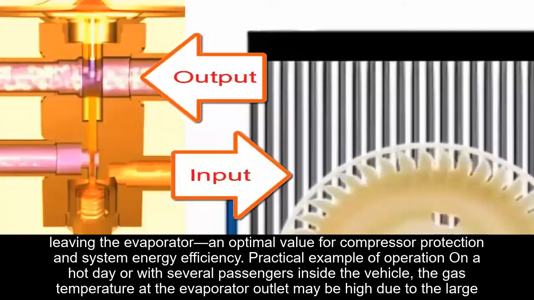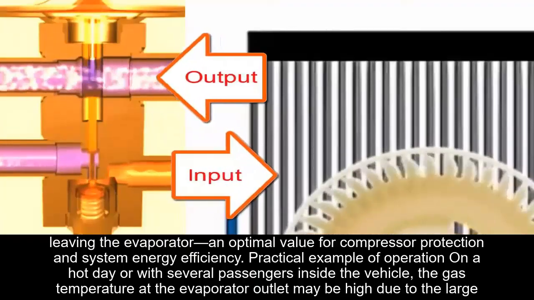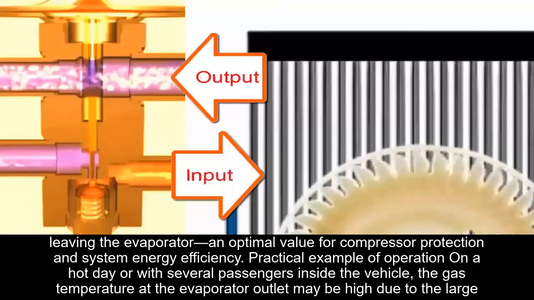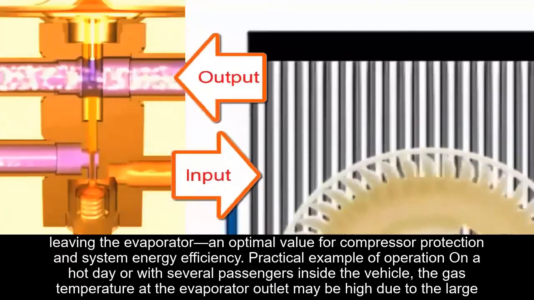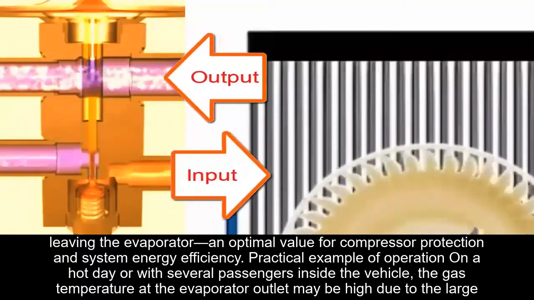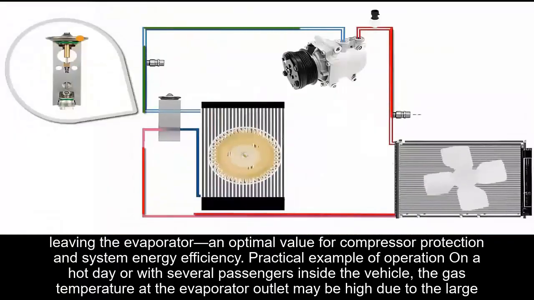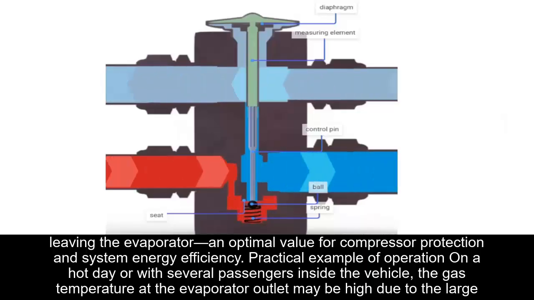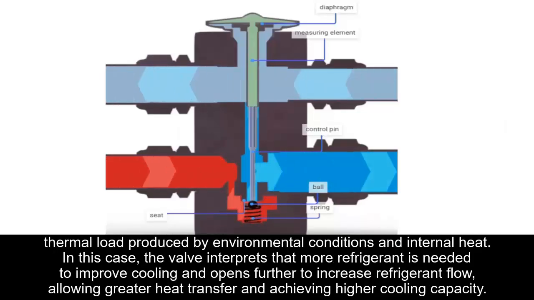Practical example of operation. On a hot day, or with several passengers inside the vehicle, the gas temperature at the evaporator outlet may be high due to the large thermal load produced by environmental conditions and internal heat. In this case, the valve interprets that more refrigerant is needed to improve cooling and opens further to increase refrigerant flow, allowing greater heat transfer and achieving higher cooling capacity.